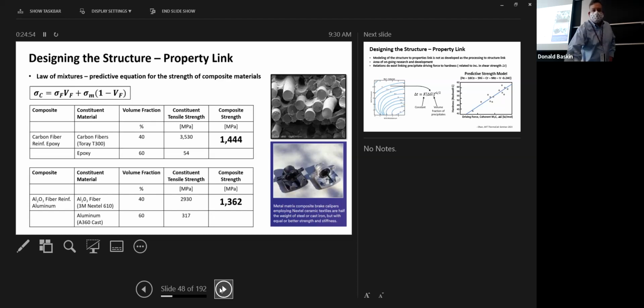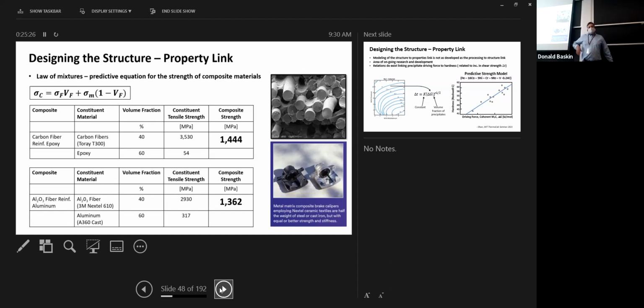of places where we have been successful at this. Composite materials, so carbon fiber, epoxy, or other composites, maybe like an aluminum with aluminum oxide fiber. There's the rule of mixtures. It says that the strength of the different phases times their relative volume fraction, by adding those products together, you can predict the strength of a composite material.